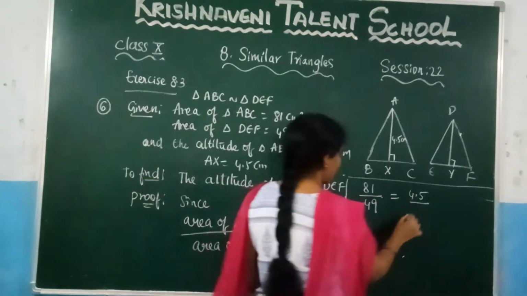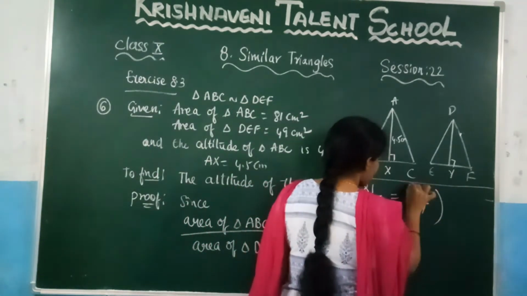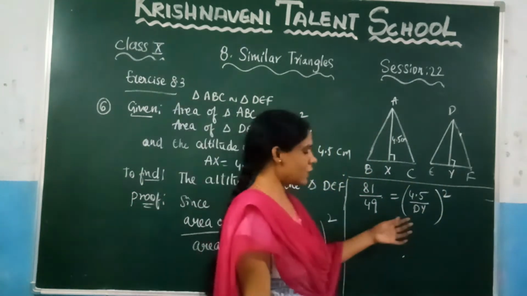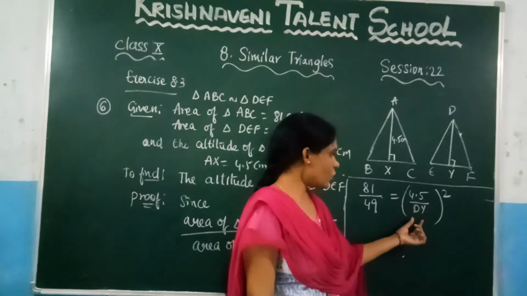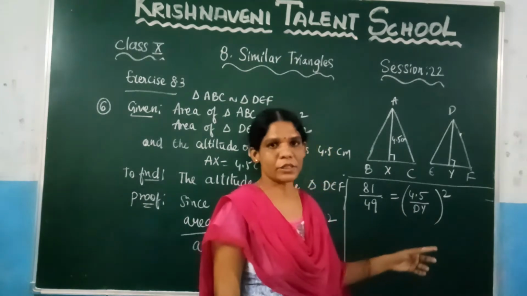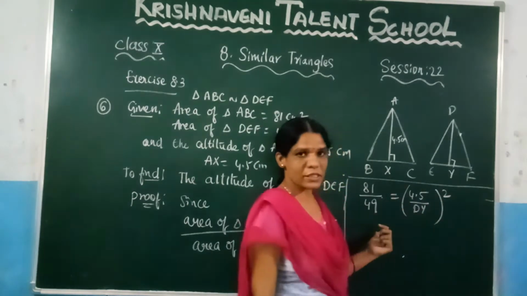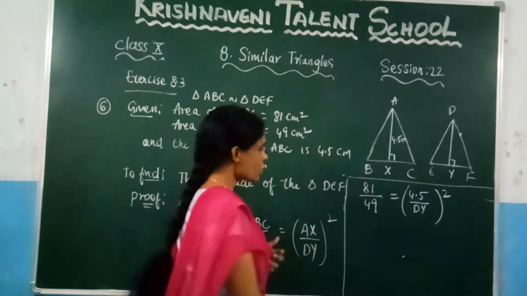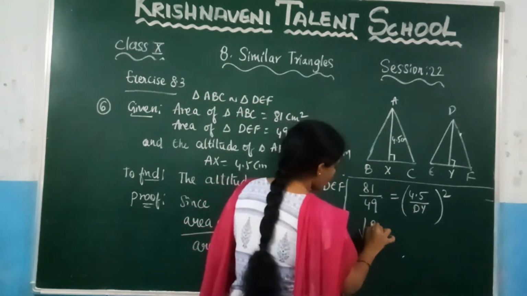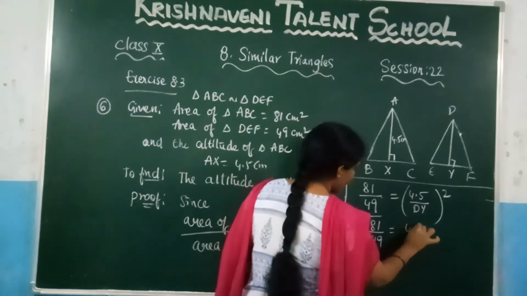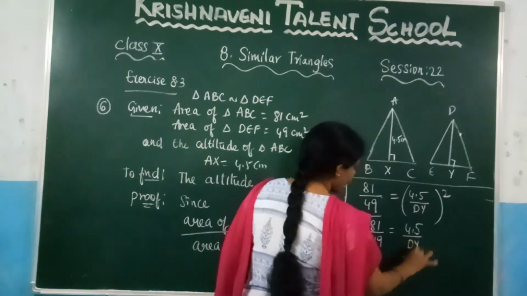So write it here as it is, DY whole square. Now let us simplify this one so that we will get the length of dy, which is nothing but the altitude of the smaller triangle. Now if you take this square to this side, it will become root. So that you will get here root over 81 by 49 is equal to 4.5 by d1.